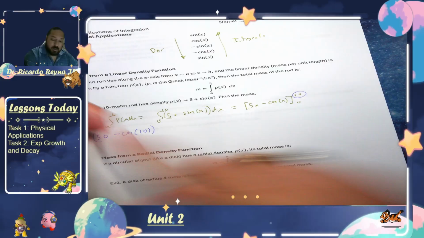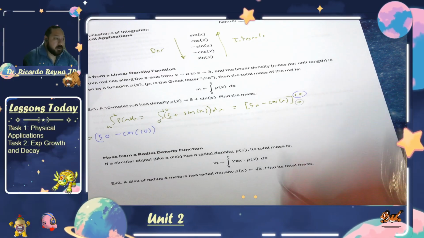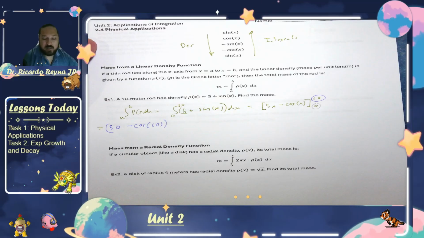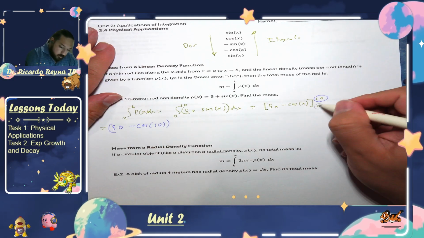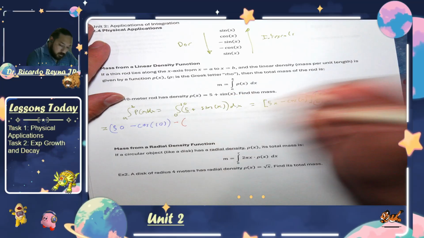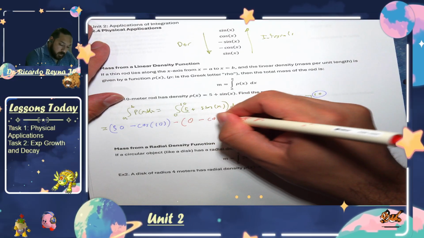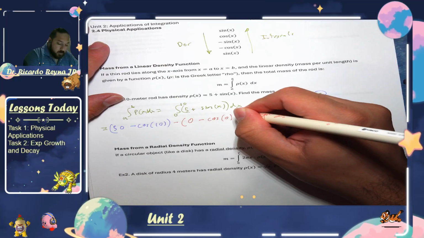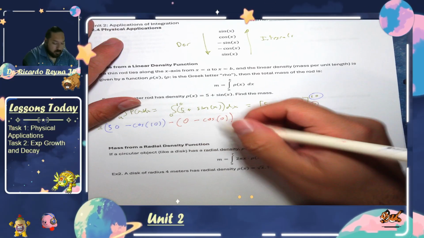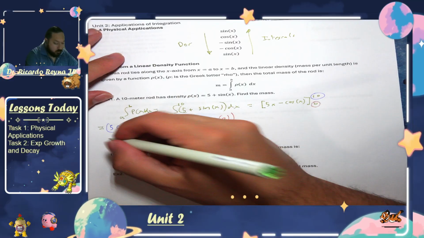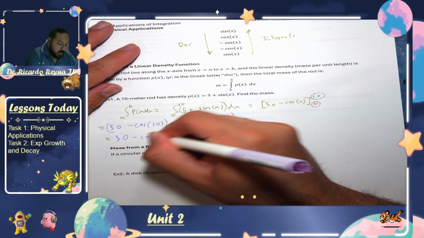Do one set of parentheses, and then for the other guy, let's do this one. We have 5 times 0, which is 0, and then minus cosine of 0. Now from this, we can really only mess with this. Cosine of 0 becomes 1. So from this purple, I really don't touch anything. It's just 50 minus cosine of 10.